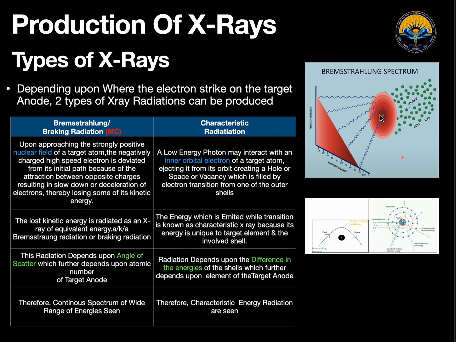But the electrons which are near the nucleus will be fewer, and the electrons which are away from the nucleus will be more. So ultimately we will have more towards the low energy spectrum and very few towards the very high energy spectrum.